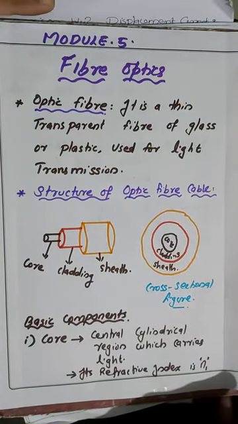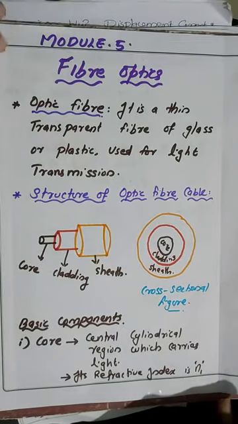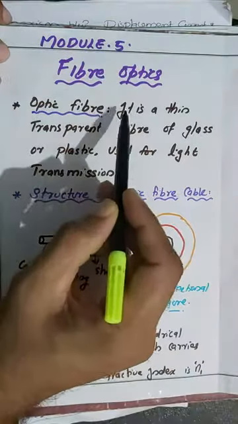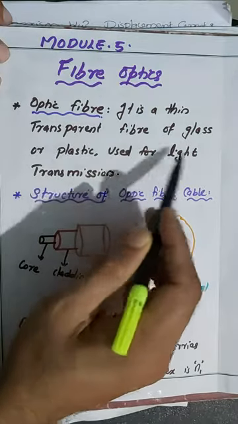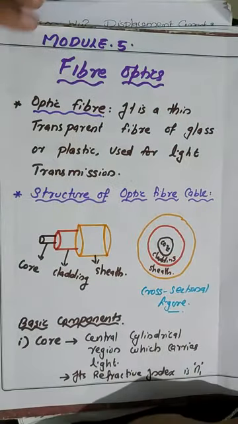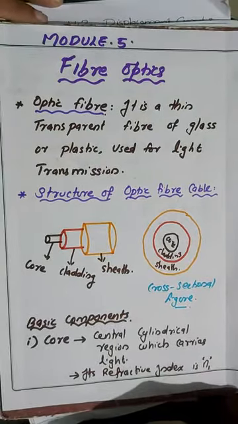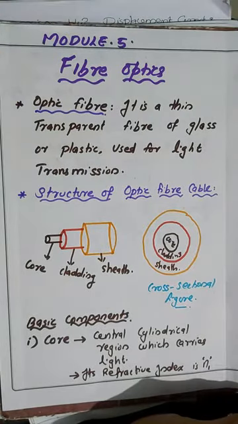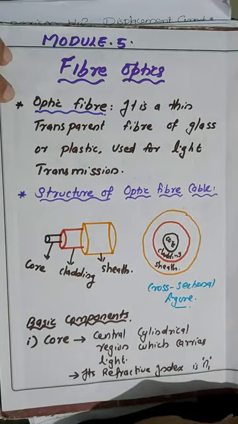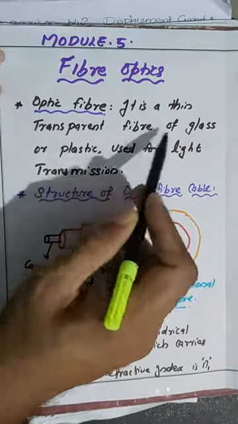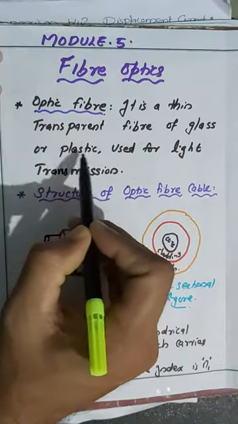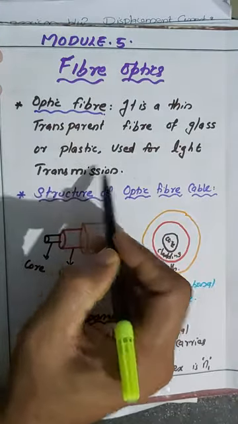Okay, so listen. What is meant by optic fiber? It is a thin transparent fiber of glass or plastic used for light transmission. So it is a transparent fiber of glass or plastic used for light transmission.